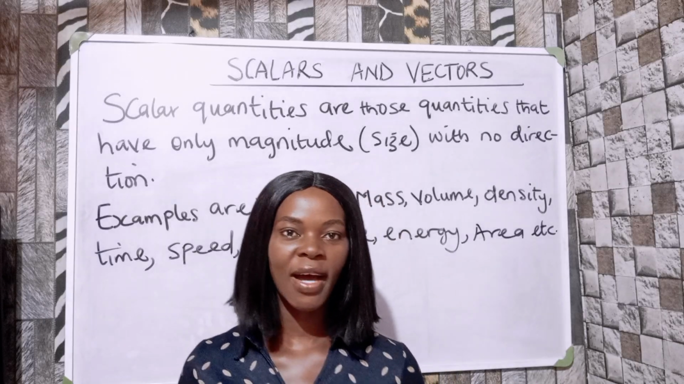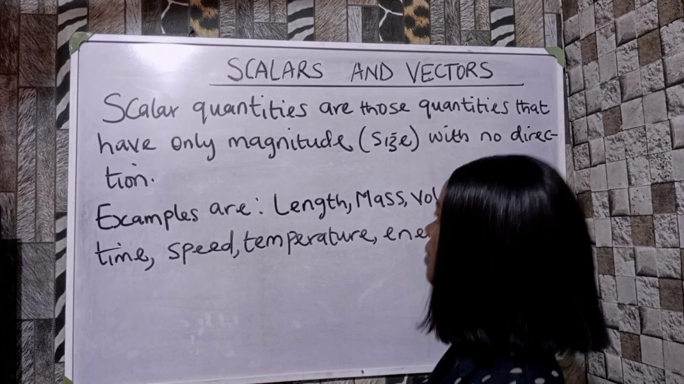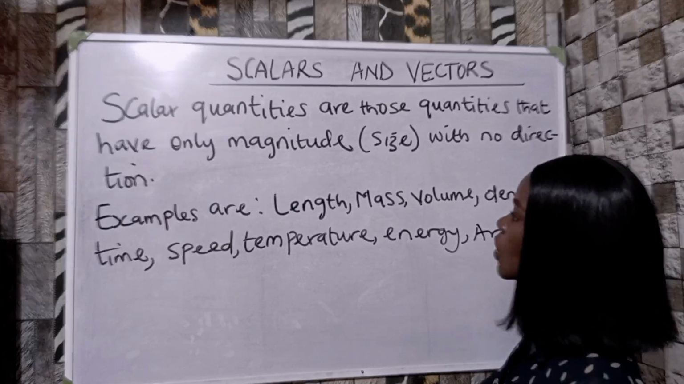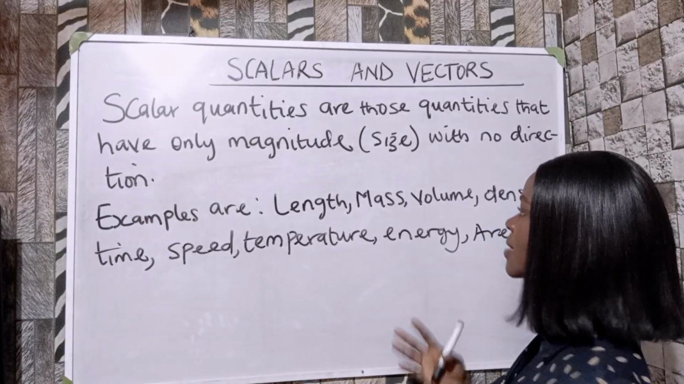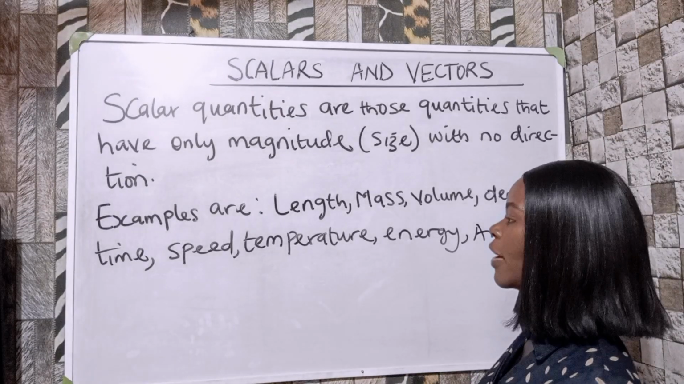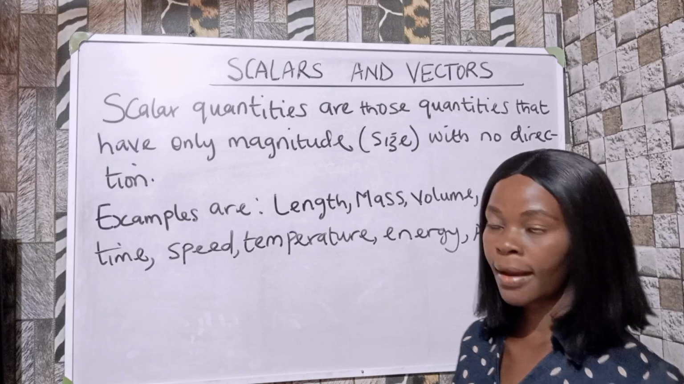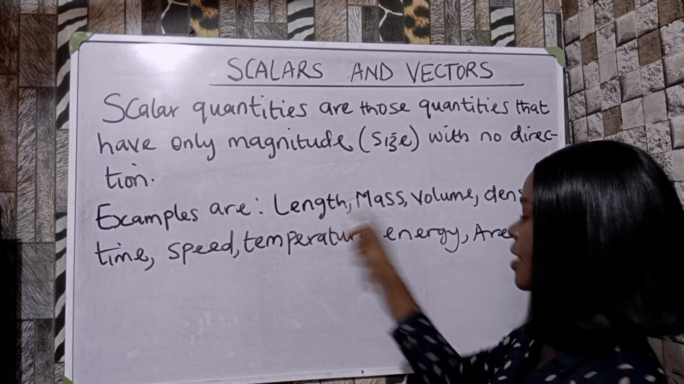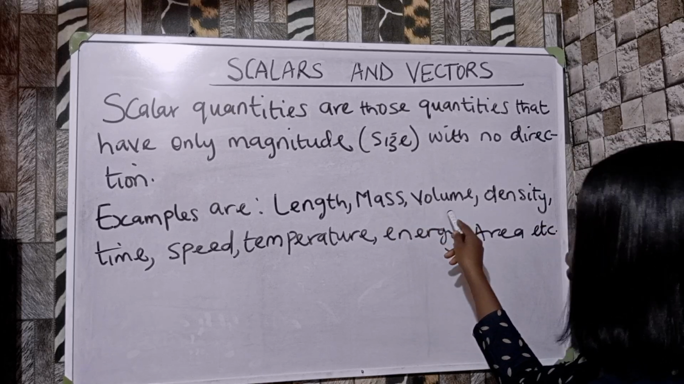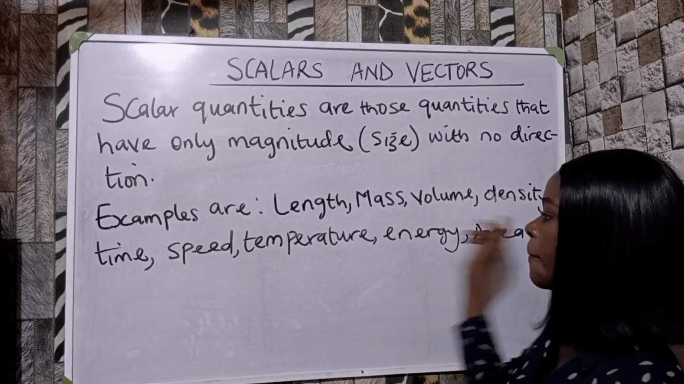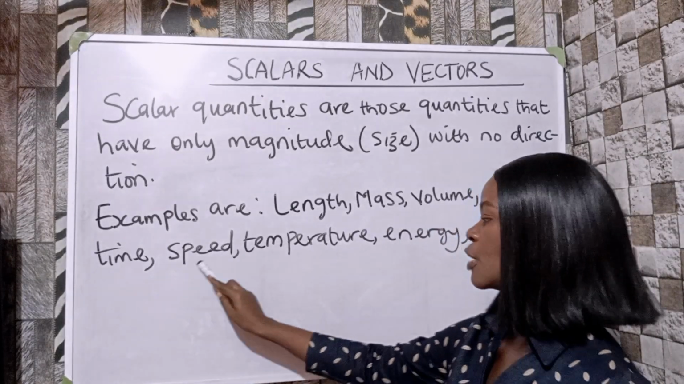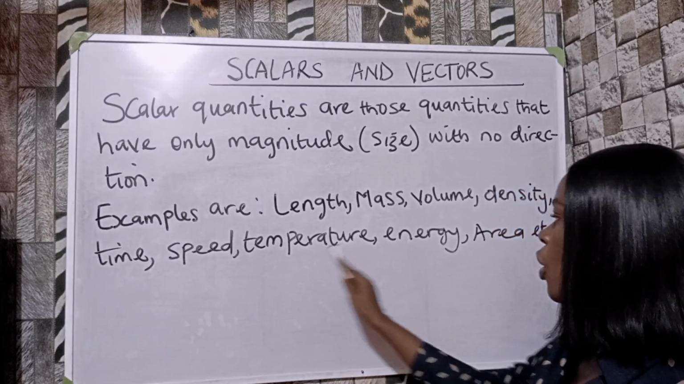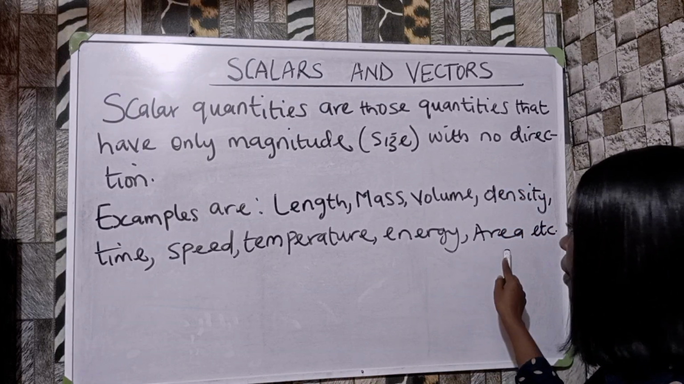So let us see what we have on the board. Scalar quantities are those quantities that have only magnitude or size with no direction. Their examples are length. Length is also the same thing as distance. We have mass, volume, density, time, speed, temperature, energy, and area.